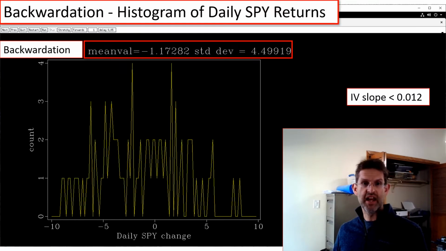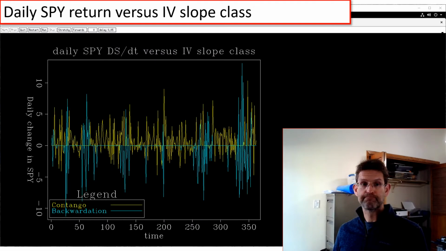Here's a histogram of daily SPY price changes when the IV slope was in backwardation. First you can tell there's fewer occurrences because the SPY has just been rising relentlessly this year. The expected return is actually negative $1.17 with a huge standard deviation of $4.50. So when the IV slope is below that magic 0.012 number, the returns are very volatile and they're skewed to the downside. So this is a bad time to be long.